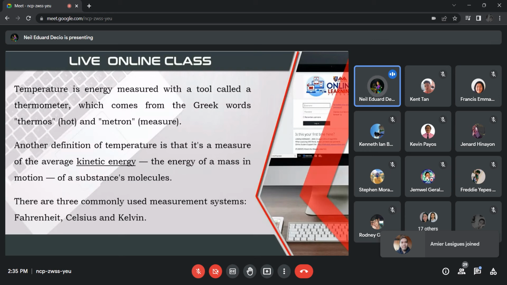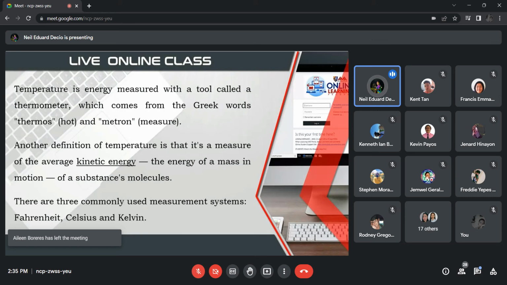What happens is nagre-react yung mercury from the temperature outside, and it's expanding. That is why tumataas yung mercury. Nag-expand siya. And of course, sa thermometer, there are scales there. And dyan nagkakaiba yung Fahrenheit and Celsius, sa scale lang. But the distances are actually just the same.